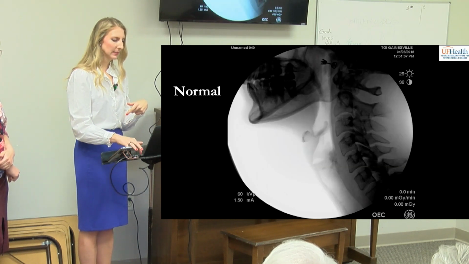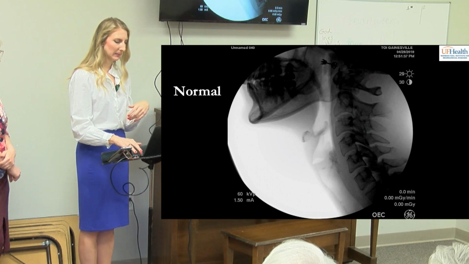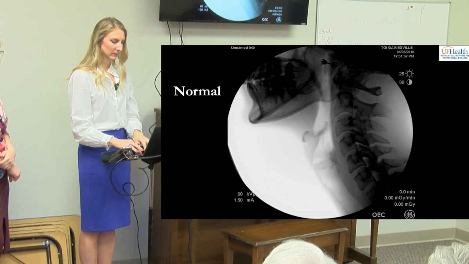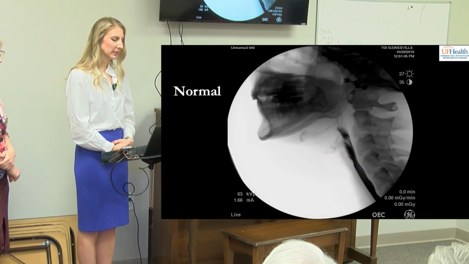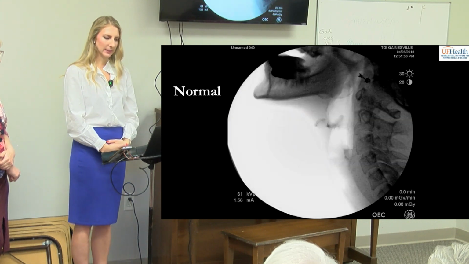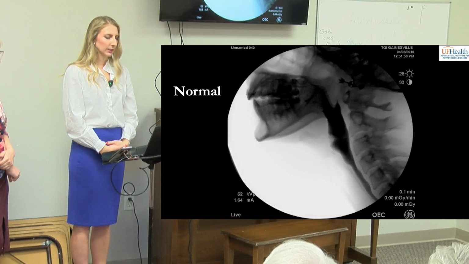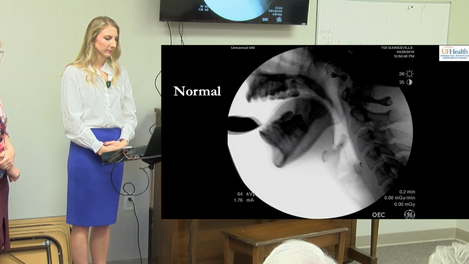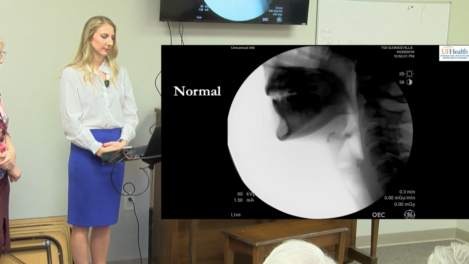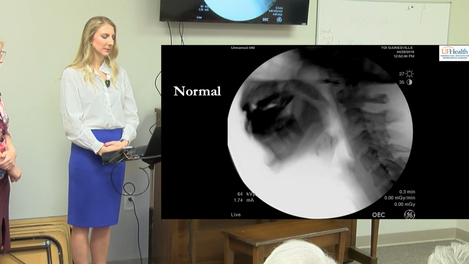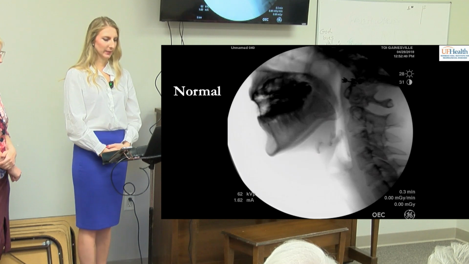All right, so this is me swallowing, so I'm just going to play it here. I'm just swallowing different consistencies. That's thin liquid. Here's a thicker liquid. Here is a pudding consistency. And lastly, I'm going to chew up some cookies and then swallow those.